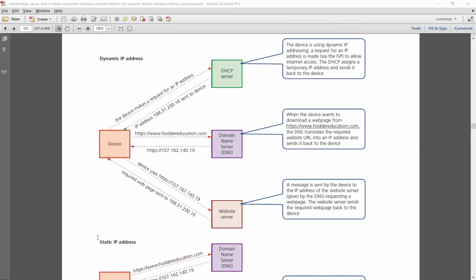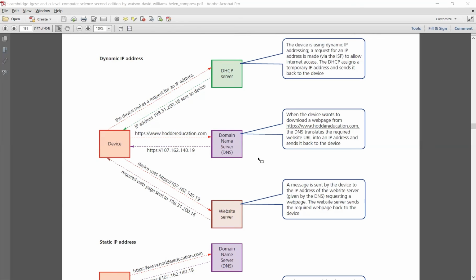You can see this is my device. Assume this is my device. I want to access this website or URL. By the way, can a computer understand the URL better, or can a computer understand the IP address better? So what do you think? Which one is easier for a computer to work on? Which one is made for it? I guess the IP address. Exactly.